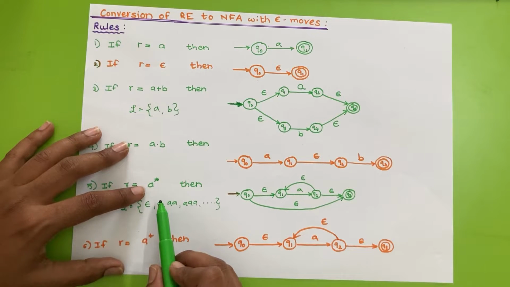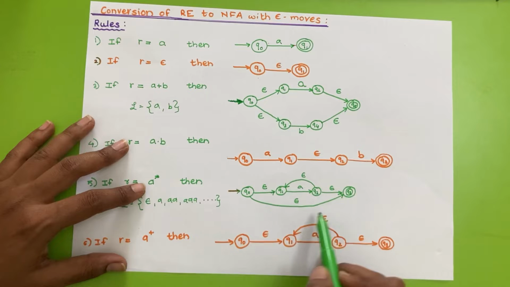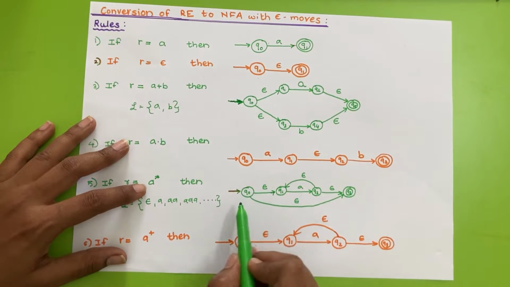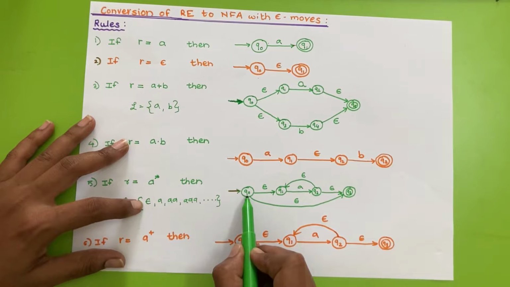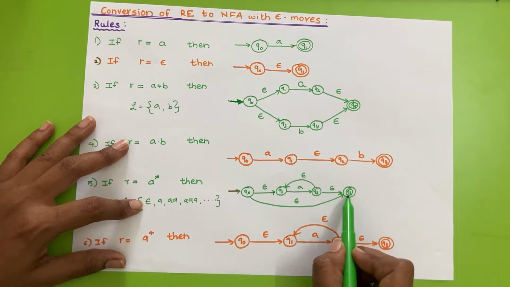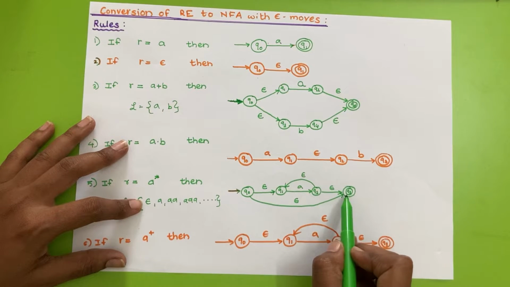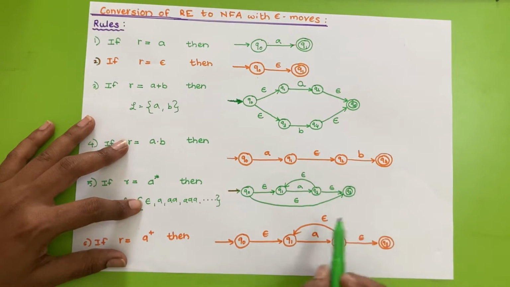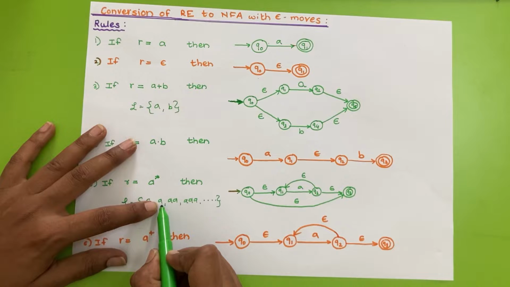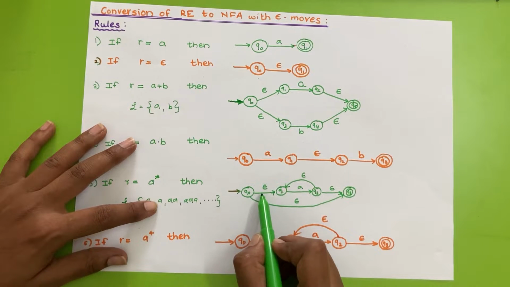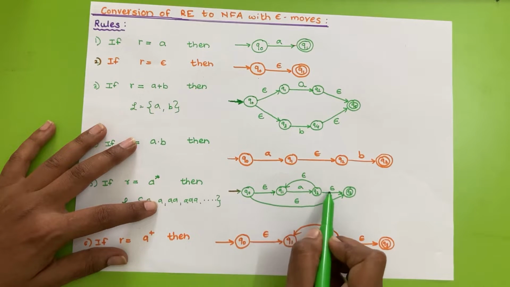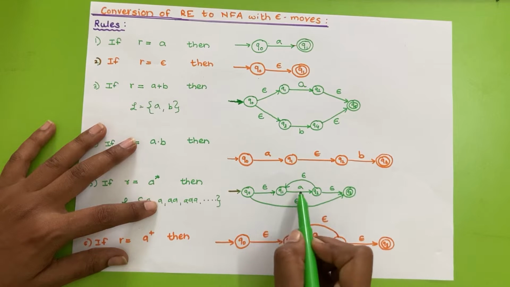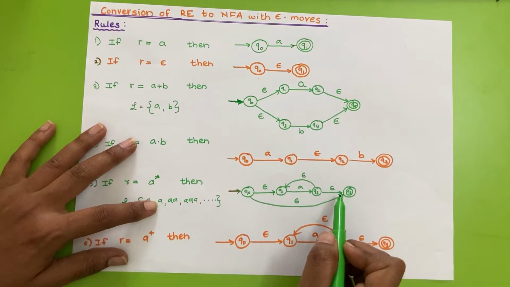Okay, so we'll see how these strings will be accepted in this finite automata. When we require empty, then there is a direct transition from the initial state to the final state. That's why empty will be accepted here by following the Q0 to Q3 transition. Okay, now next string is what? A. So A will be accepted like empty, then A, then empty. Okay, so empty dot A dot empty means again A.